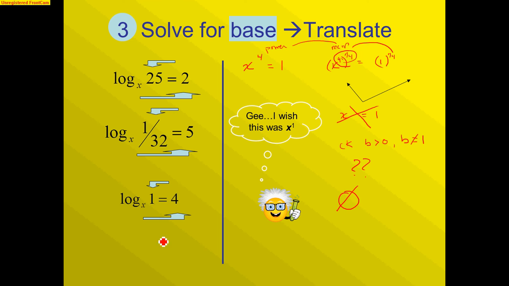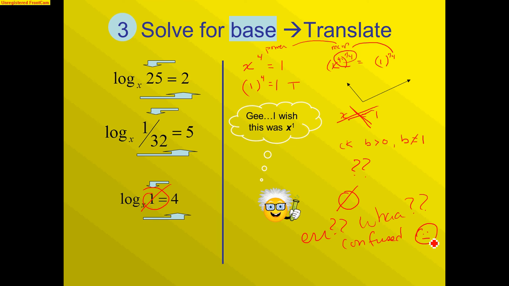Therefore, this log equation has no solution. Even though it is true that 1 to the 4th is 1, here's what's weird: isn't it true that 1 to the 4th is 1? This is true, but I'm not allowed to do it? What? Confused. Alright. Sometimes you have to wait for understanding. Just sometimes. Not all the time, but sometimes.